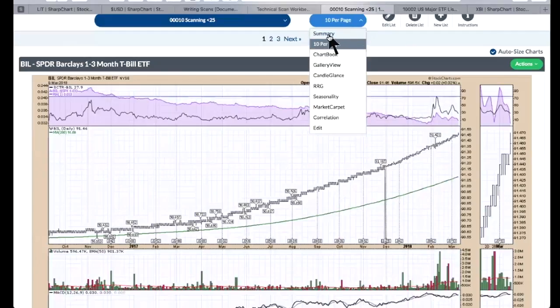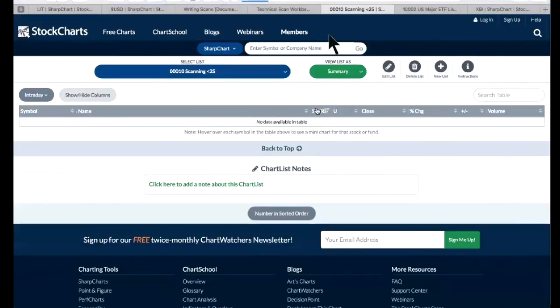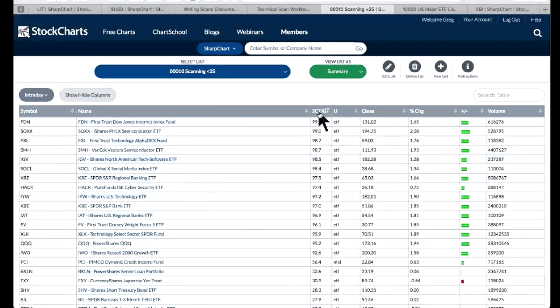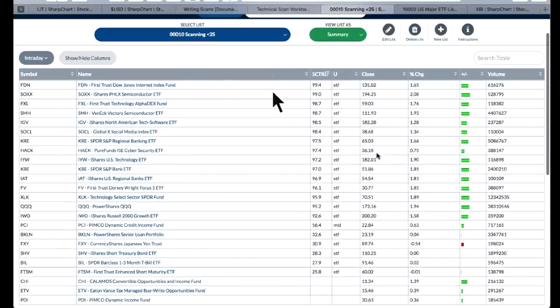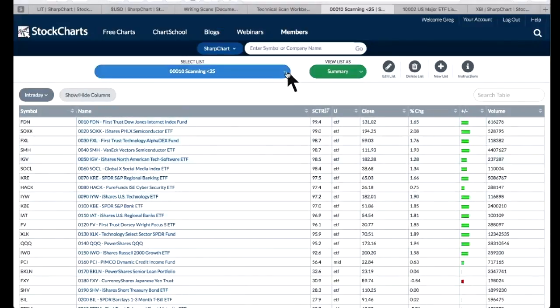But what you want to do in there is click on summary. You want to sort it by percentage change. Then you just scroll down to the bottom and hit number in sorted order. It's that easy. And now these will show up in the order of strongest to weakest.